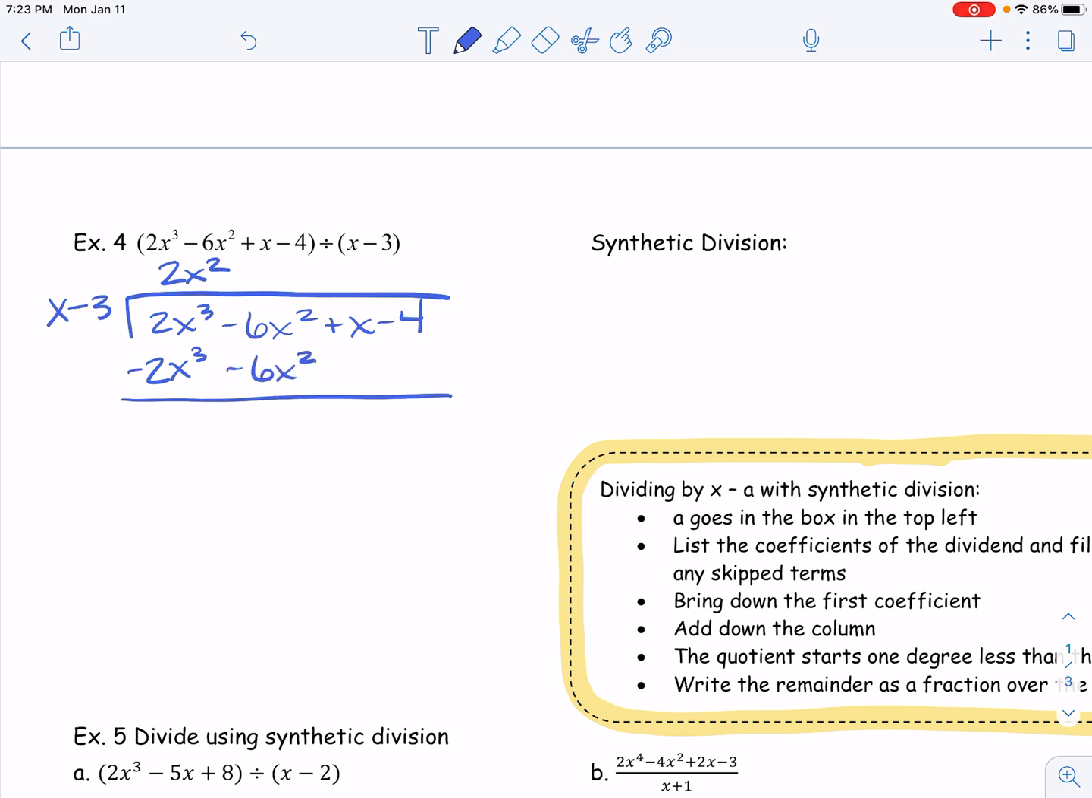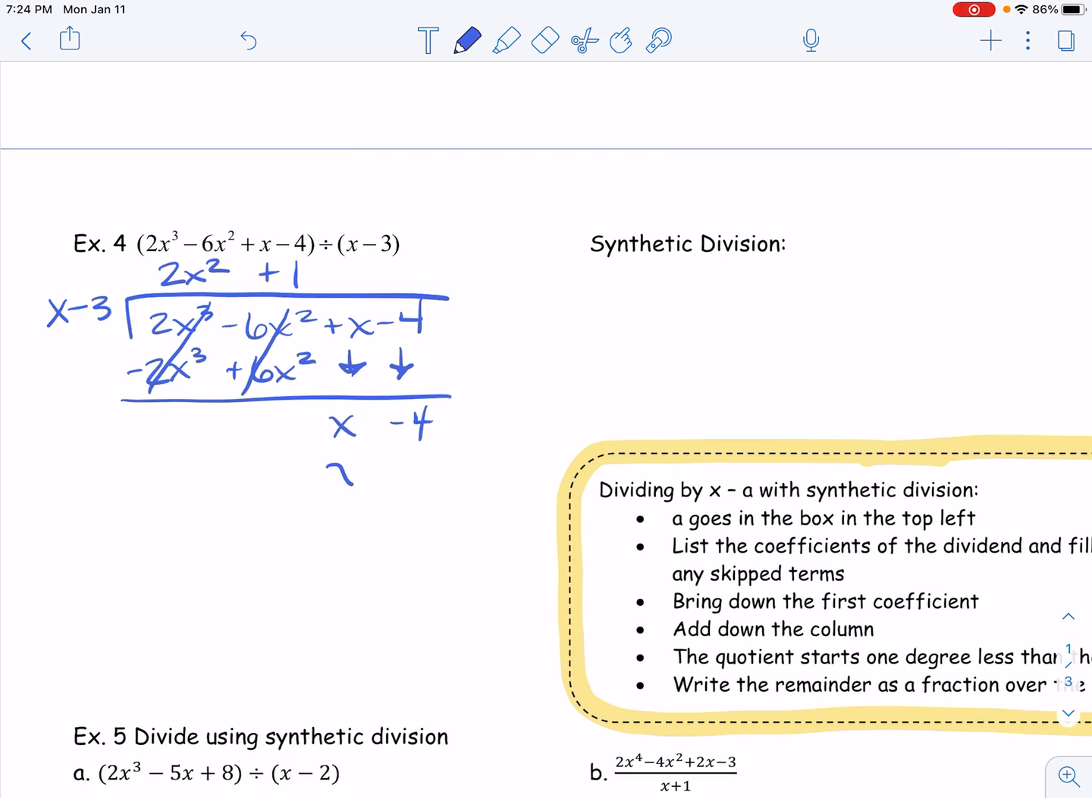Draw the line, change the sign. 0, 0. Okay, so then that means drop down the x, drop down the negative 4. How many times does x go into x? 1 time. 1 times x is x. 1 times negative 3 is negative 3. Draw the line, change the sign, cancel out, negative 1. So my quotient is 2x squared plus 1 plus the remainder of negative 1 over x minus 3.